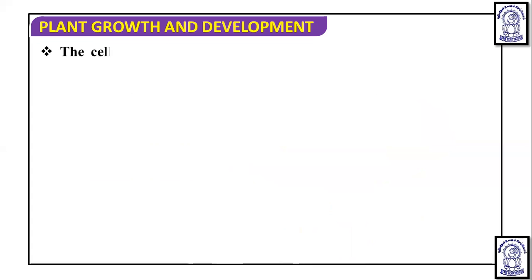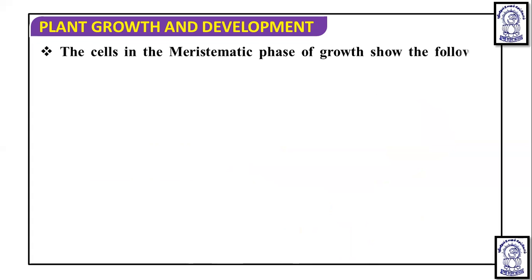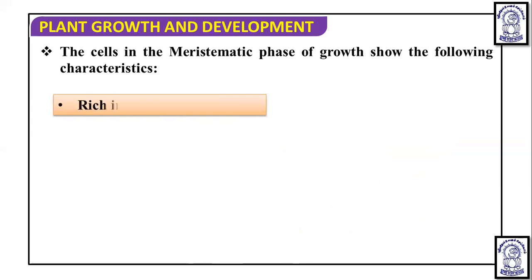Now the cells in the meristematic phase, if we talk, when the cell is dividing, when it is present at the apex, and when it is in the meristematic phase of growth, it shows the following characteristics. It is going to show the division phase, but along with it, it shows some other characteristics.